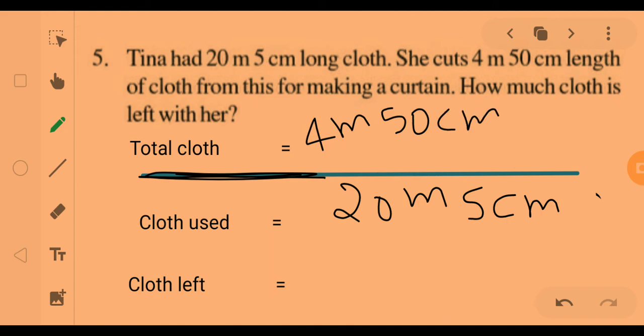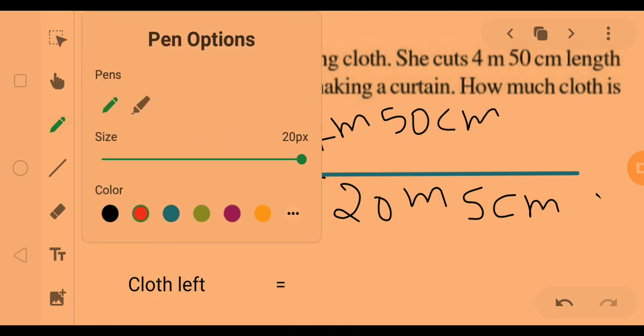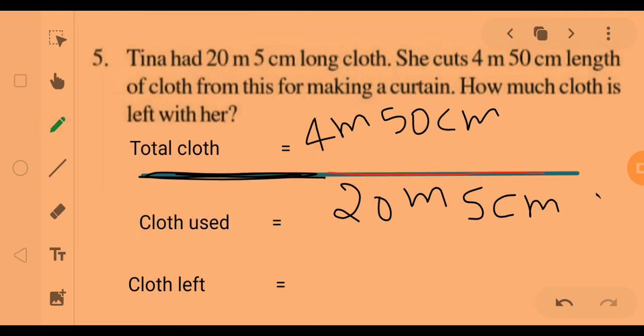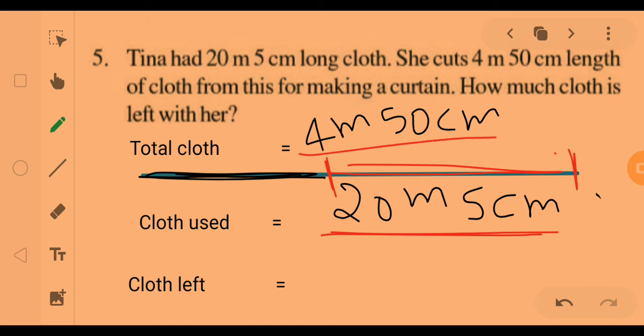Then we need to find the balance amount. So what is the balance amount? Balance will be this length, the second part. This length will be the balance. So how do we obtain the balance? From the total, we have to subtract. The total is 20 meter 5 centimeter. From this total, we have to subtract 4 meter 50 centimeter. That is cloth she used, in order to get the cloth left with her.